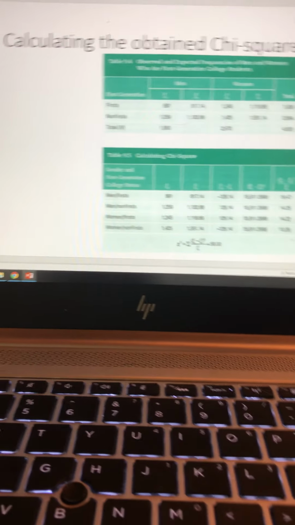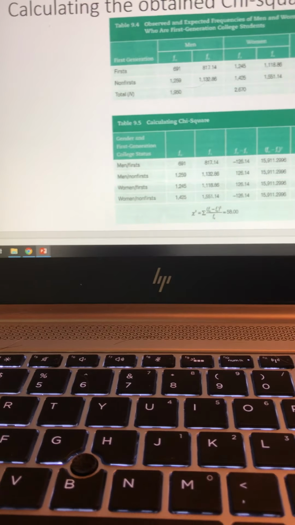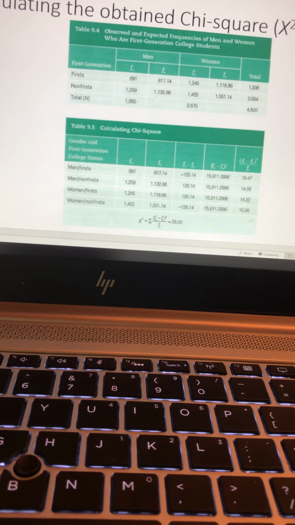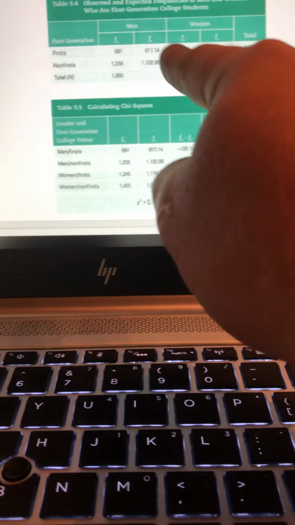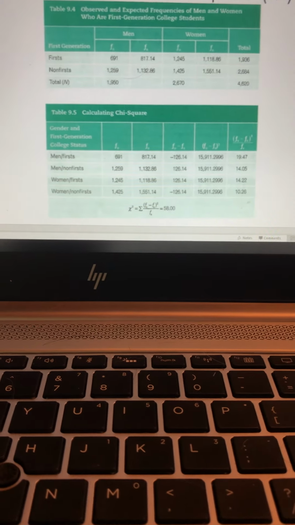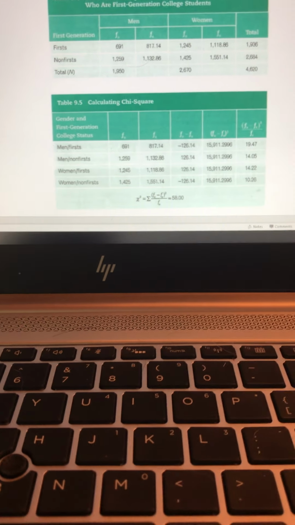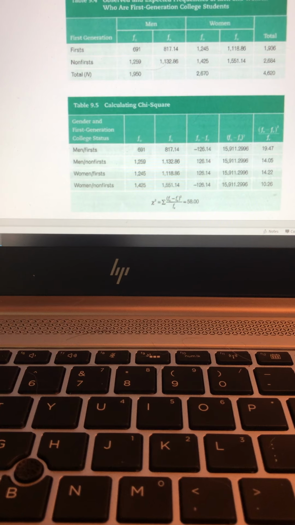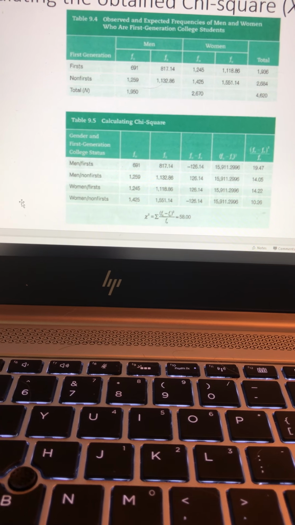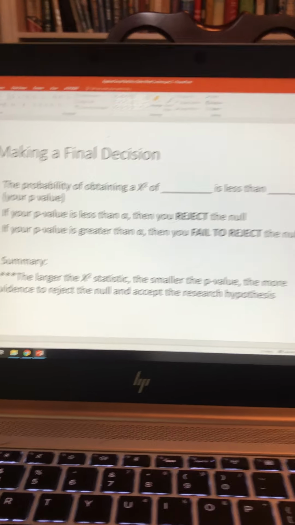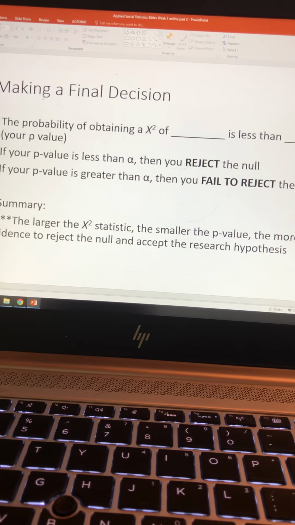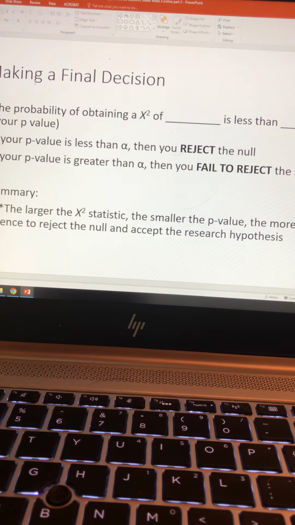So I'm going to use the same example that I did in these slides just to illustrate the next point, so hang with me here. With this bivariate table between sex and generation status of college students, we find a chi-squared value of 58. Okay, so on to the new stuff. Making a final decision. You got that chi-squared value of 58.